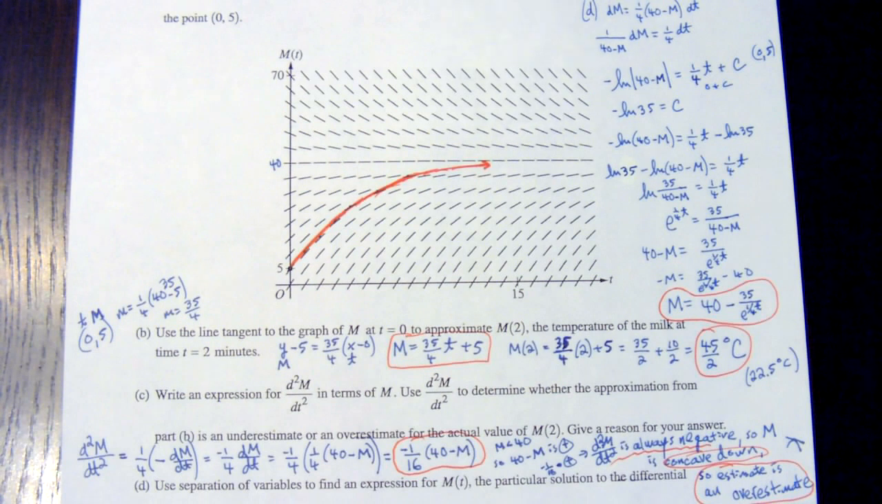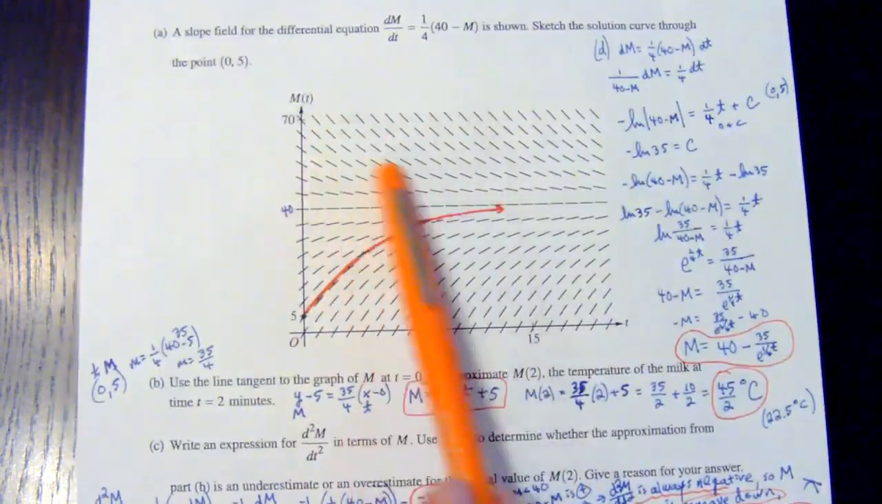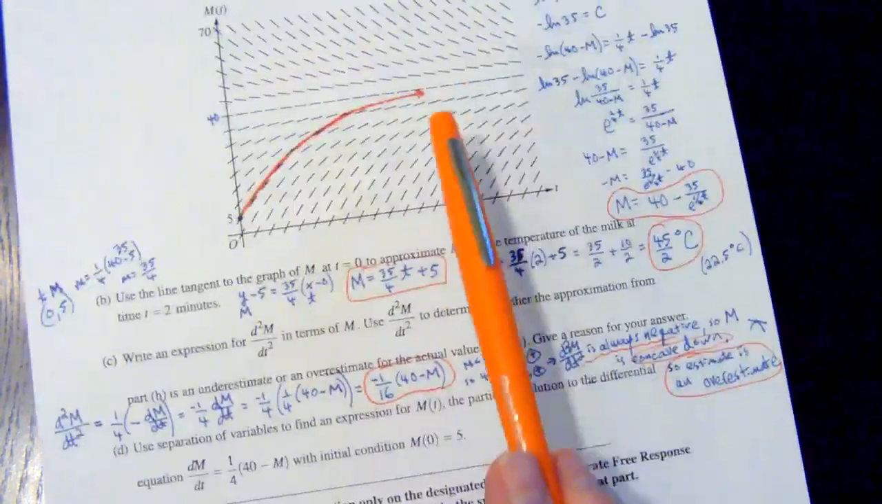Here is all my work and answers for this one. We got this bottle of milk problem, and it gives us a derivative. It also mentions that m is less than 40. So when I'm doing my slope field, I don't need to worry about this portion of the graph. So part A, you're just meant to.